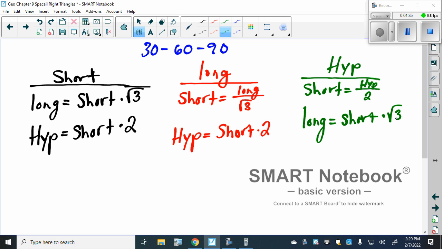In the 45, 45, 90, if we're given one of the legs, one of the sides opposite 45 degrees, well, the other is going to be the same. And we multiply it by the square root of 2 to get to the hypotenuse. And on a 45, 45, 90, if we're given the hypotenuse, we divide it by the square root of 2 to get back to the legs.